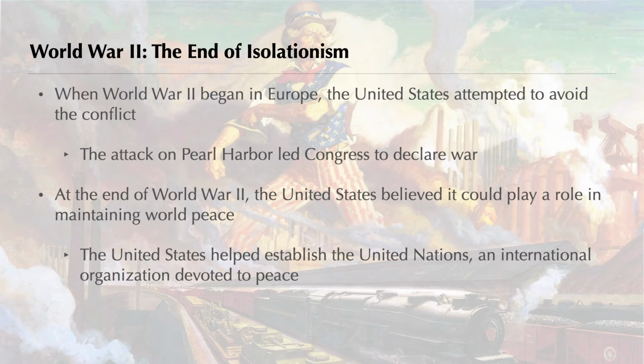American leaders met with Soviet and European leaders to make a peace plan. The United States also helped to found the United Nations, an international organization you will learn more about in the next video.